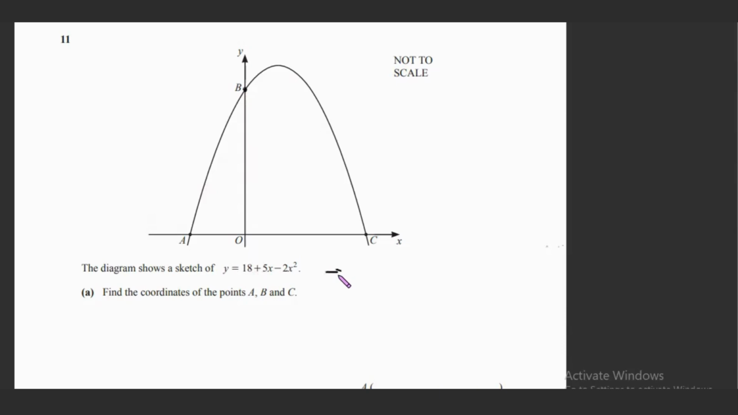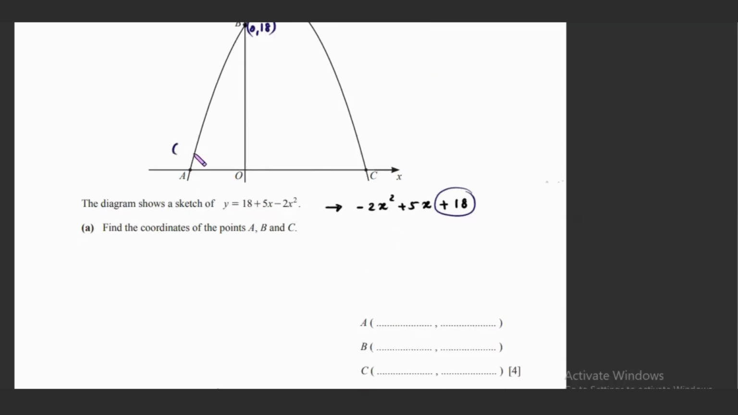In the equation, if I rearrange it, I can write it as minus 2x squared, the term with the squared first, then 5x next, and then plus 18. This plus 18 that we have here is the y-intercept. So if I write the coordinates, the x value will be 0, and we will have this 18. Now in these 2 points here, the y value will be 0 because they are the x-intercepts, or the roots of the equation. So here the y value will be 0 for both. So now I'm going to write the coordinates here. The one coordinate we already found, which is 0 and 18, is for B.